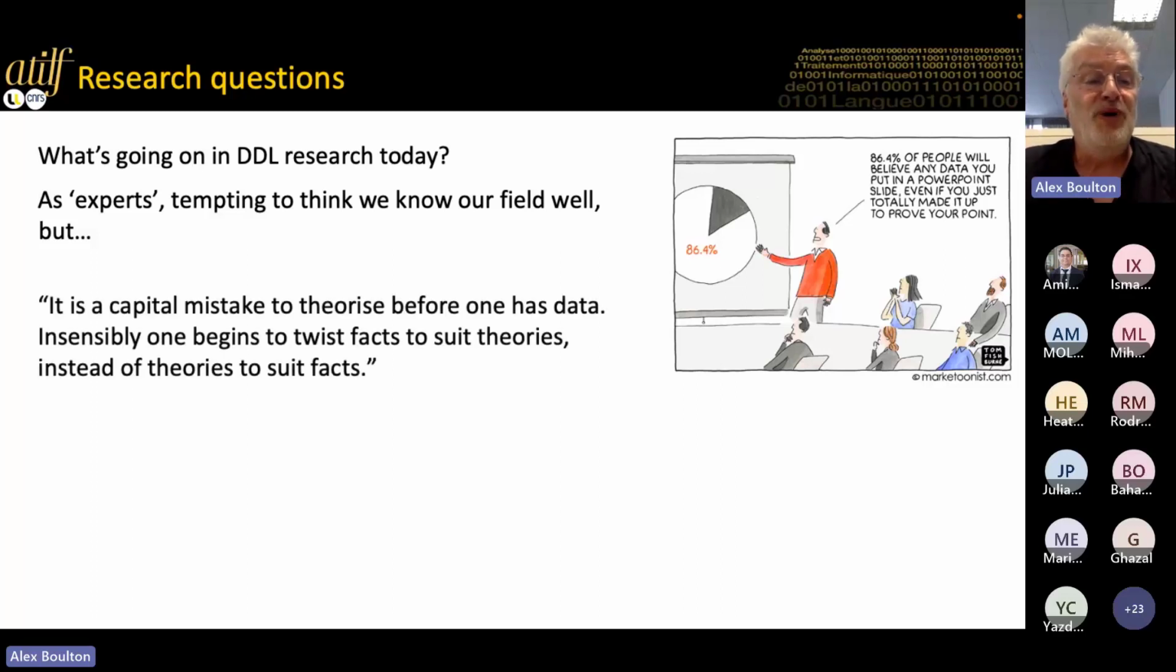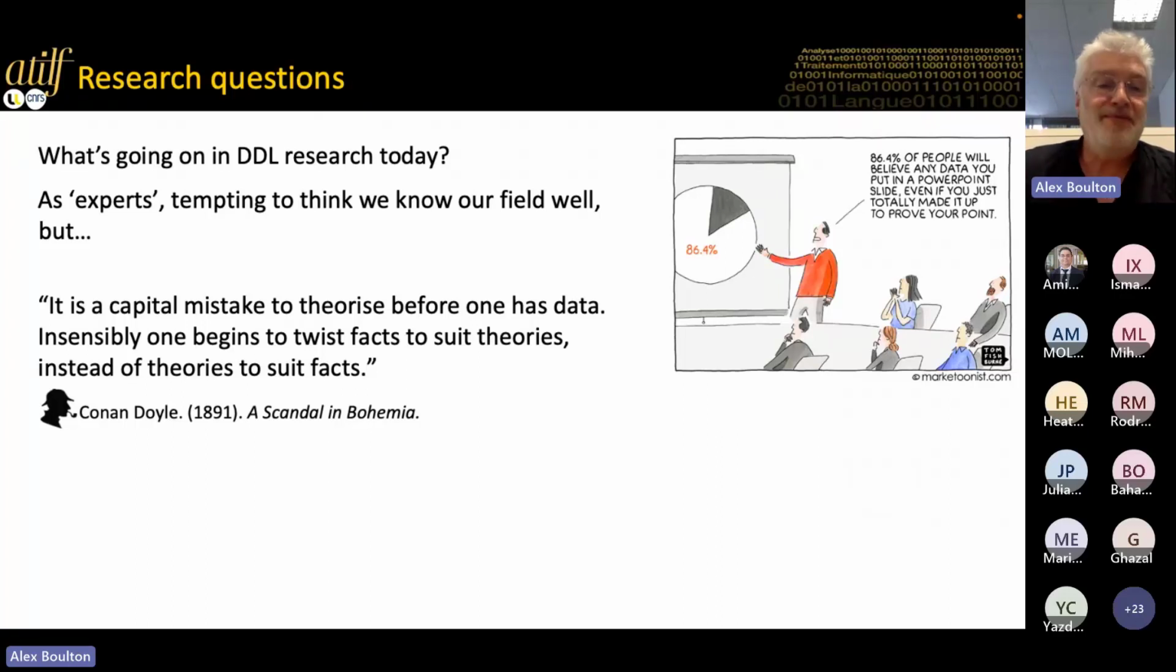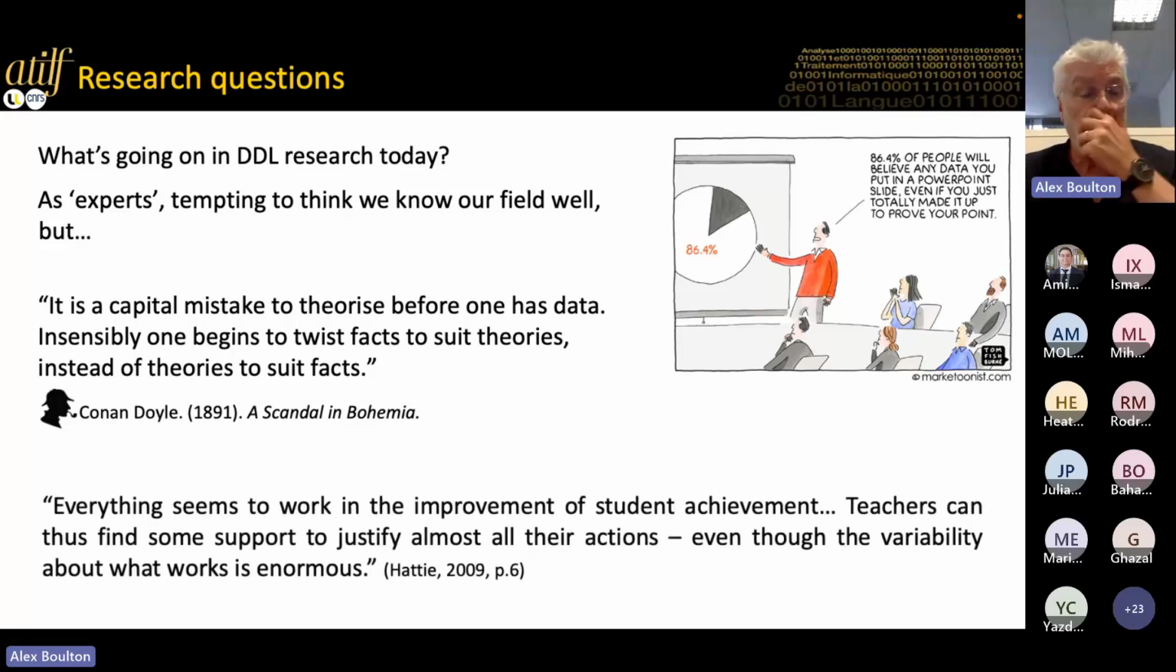Here's a famous quote. It is a capital mistake to theorize before one has data. Insensibly, one begins to twist facts to suit theories instead of theories to suit facts. If you recognize that, it is, of course, Sherlock Holmes. So not perhaps the best scientist example, but the principle is there. We can't just theorize, we need to look at facts. And that's the same with an individual study and with a research synthesis.